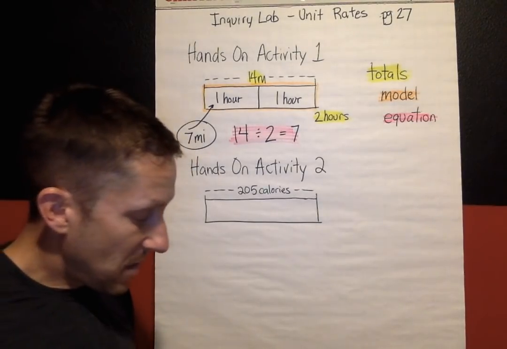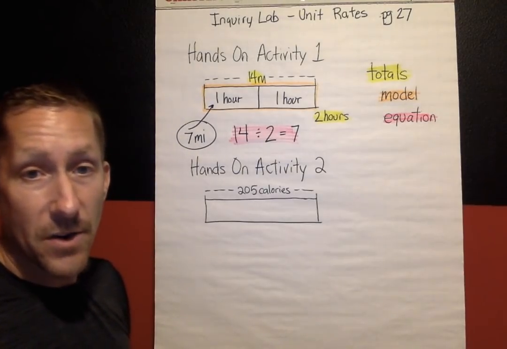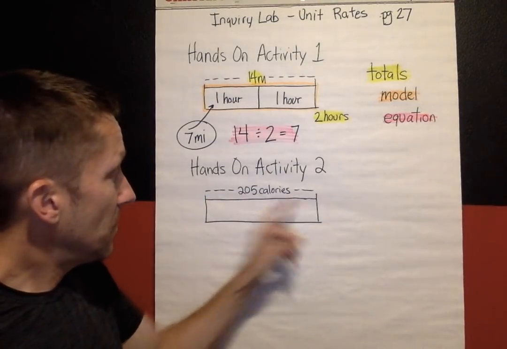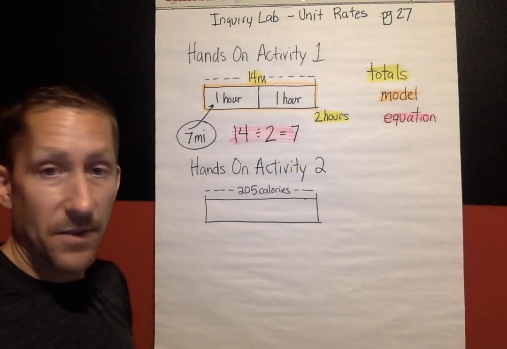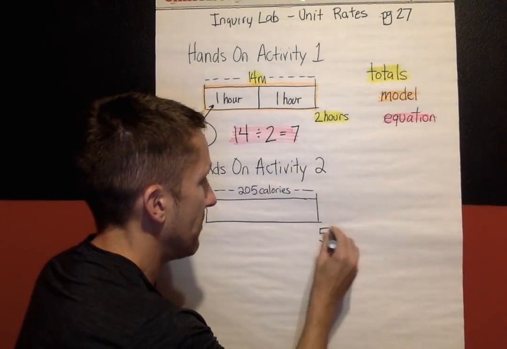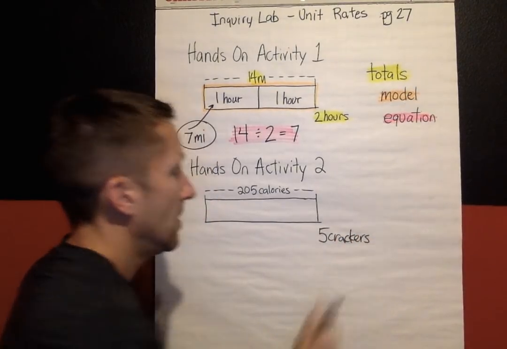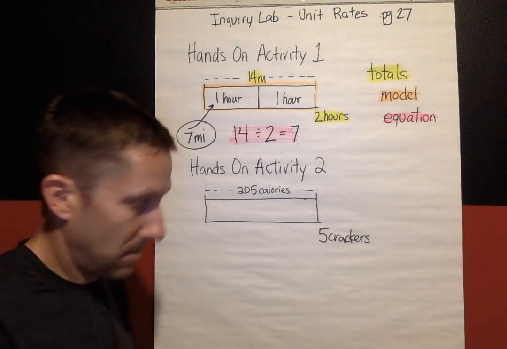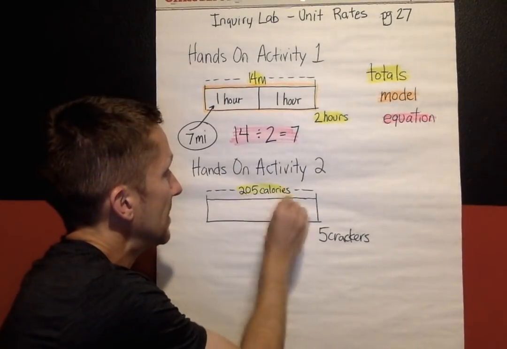Hands-on activity 2 says a package of 5 crackers contains 205 calories. If I go back to my totals, here's my bar. 205 calories is one of the totals. The other total is 5 crackers. So I'm going to label that. Now I've got the totals, highlighted yellow.